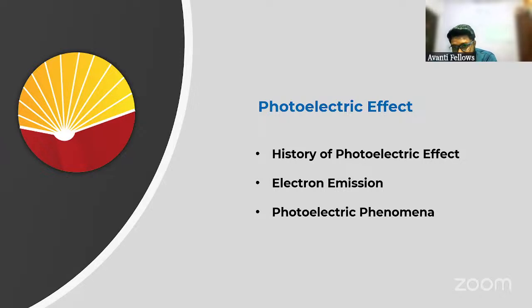So history of photoelectric effect, we will talk about first. Then electron emission and how many types we can emit the electrons, or electron can be emitted. And then finally the photoelectric phenomena.